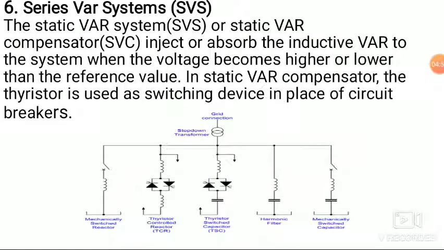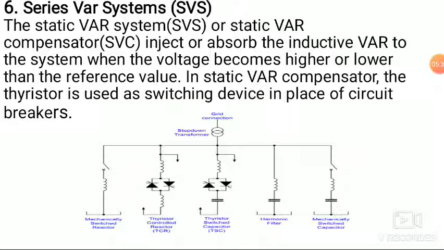Next is static VAR system, SVS, also known as static VAR compensator. In static VAR compensator, the thyristor is used as a switching device in place of circuit breakers because thyristor switching is faster and provides transient free operation for controlling the switching. The SVC is capable of stepless adjustment of reactive power over an unlimited range without any time delay. It improves the system stability and system power factor.